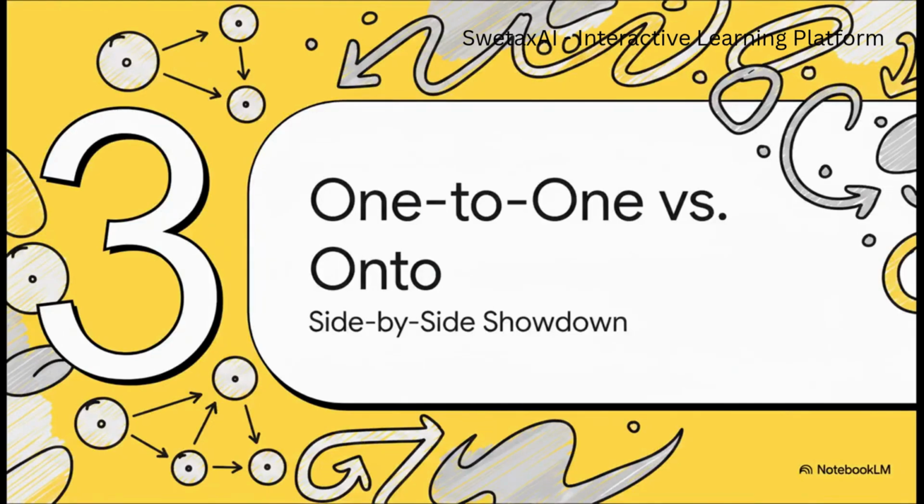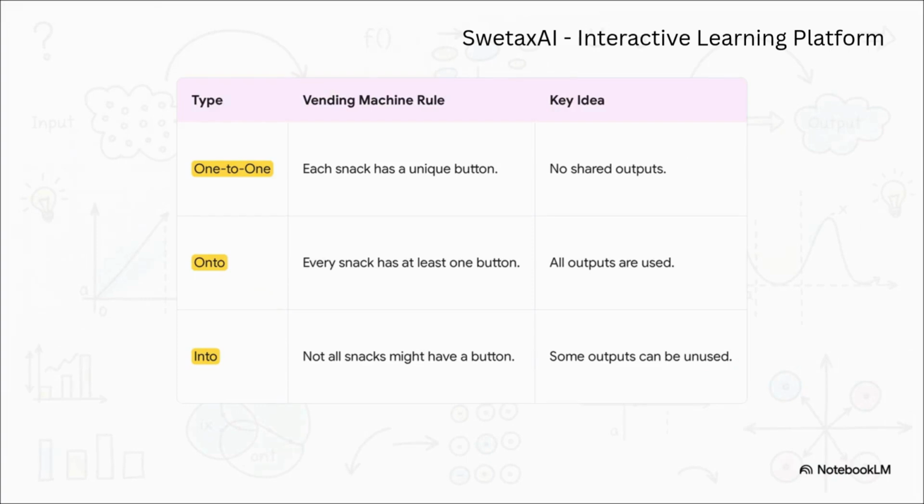I know these two types can feel a little similar, so let's put them right next to each other to really nail down the difference. It's all about the subtle but really important distinctions in what they're trying to do. Here's the easiest way to think about it. One-to-one is all about exclusivity. No sharing. Two different buttons can't give you the same snack. Simple. Onto, on the other hand, is all about coverage. It means every single snack in that machine is reachable.